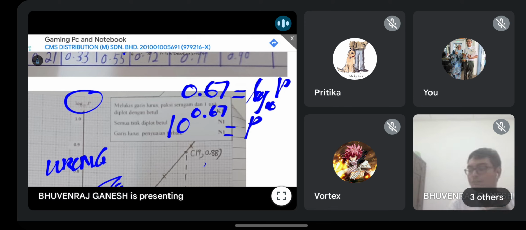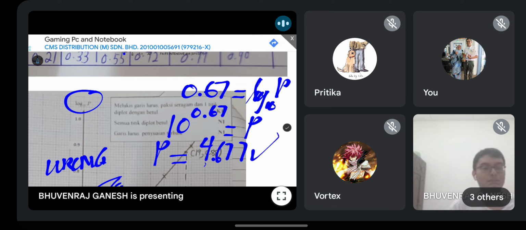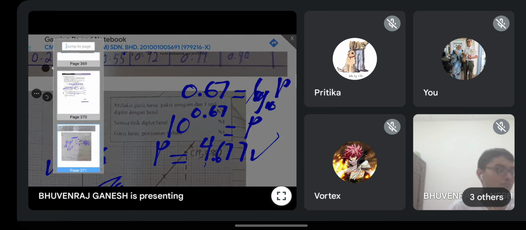So you count your value lah, guys. You will get 4.677 as p. So this is now your correct value of p. Okay, hope you guys get it. This is your right value. Okay, so this for the question B. Okay.